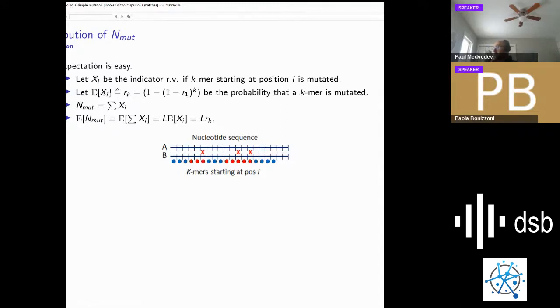The expected value of each xi is then just the probability that a kmer is mutated. And this is 1 minus the probability that it is not mutated, which is the probability that each of the k positions is not mutated. So we have this expression, which we'll use rk as a shorthand for. Now the number of mutated kmers is just then the sum of these xi's, and if we want the expectation, then by linearity we can move that expectation inside the sum, and we get that it's L times rk.